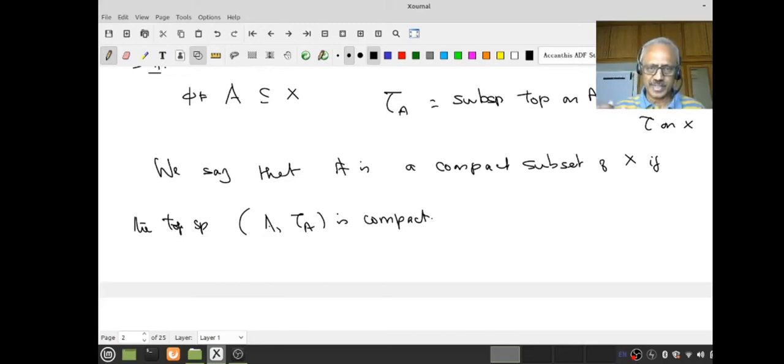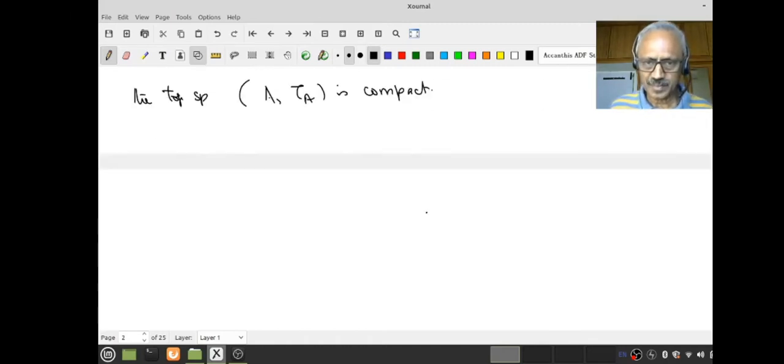Compact space we have defined. So given a subset A, you give the subspace topology on A and look at the topological space (A, tau_A), and as a space, if this is compact, I say the subset A is compact. So before we go further, I would like to simplify our dealings with compact sets in the following way. And this is very important.